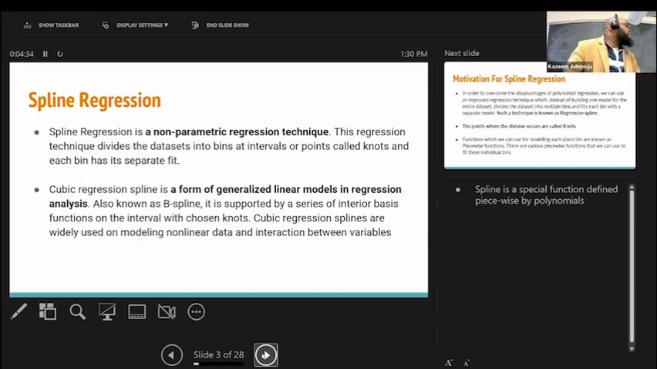Why are we doing that at intervals? Because we believe that for one period the relationship may be linear, and for another period it could be non-linear. We call that point a knot, and each bin has its own separate fit. On the other hand, we also have what we call the cubic regression spline, a generalized linear model in regression analysis. But I'm basically going to focus on the spline regression.